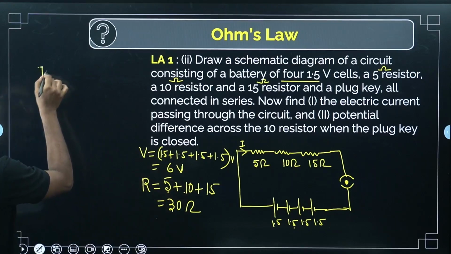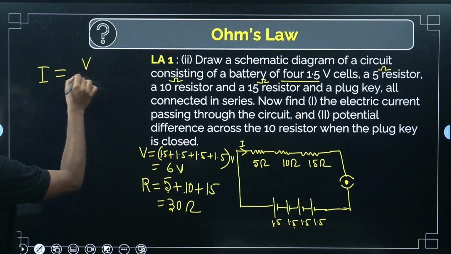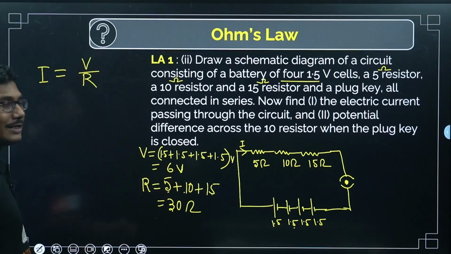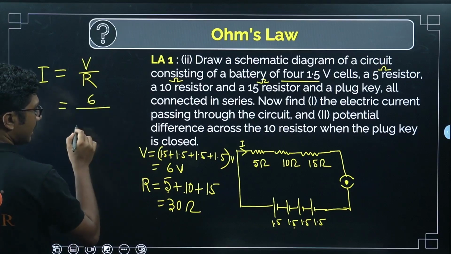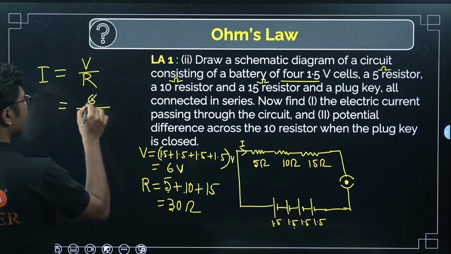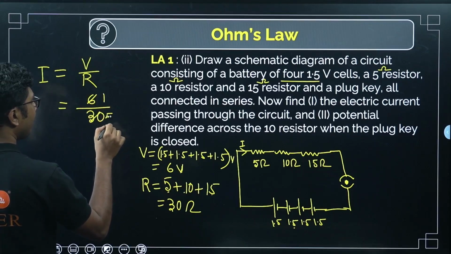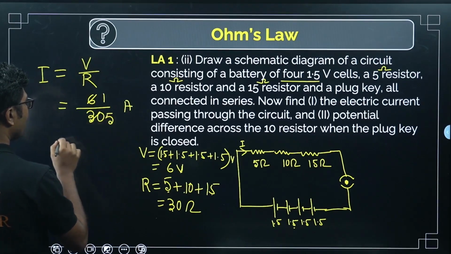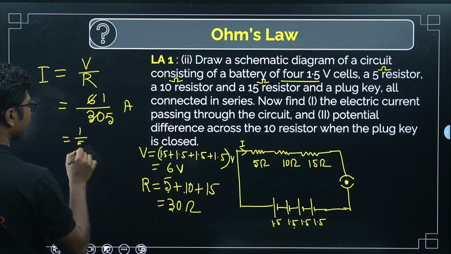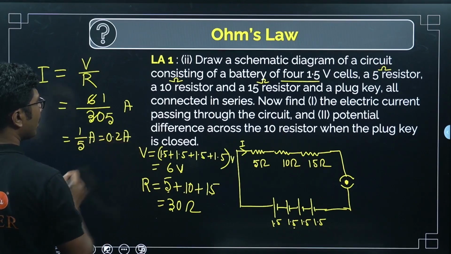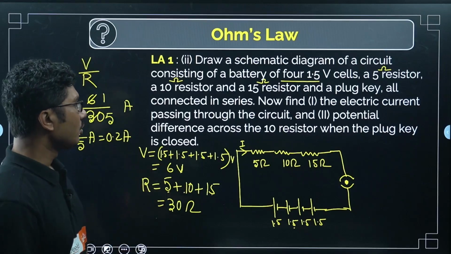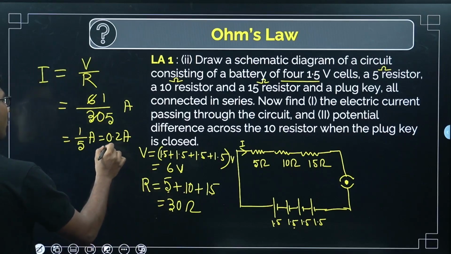So current is V by R. V is equal to IR, so I is equal to V by R. V is 6 volts, resistance is 30, so it will be 1 by 5 ampere. So 1 by 5 ampere or 0.2 ampere or 200 milliampere, whatever you want. 200 milliampere, I prefer 0.2 ampere.